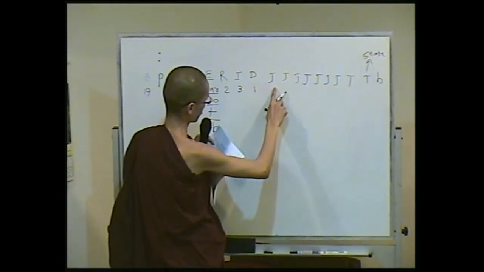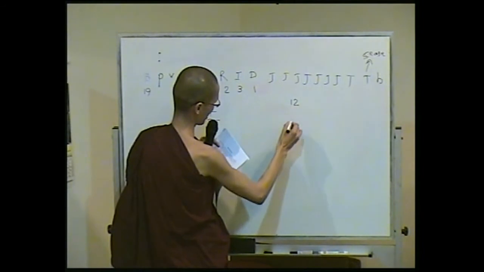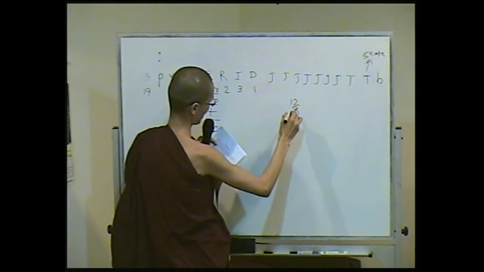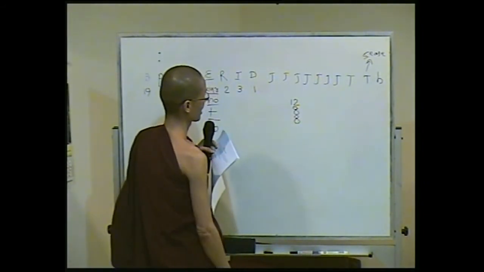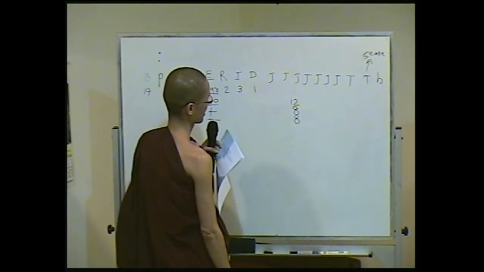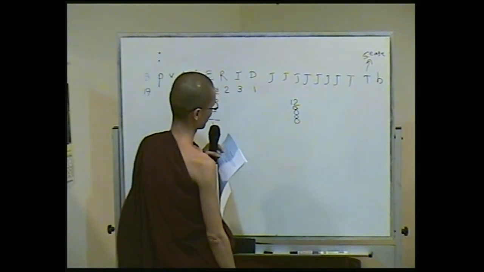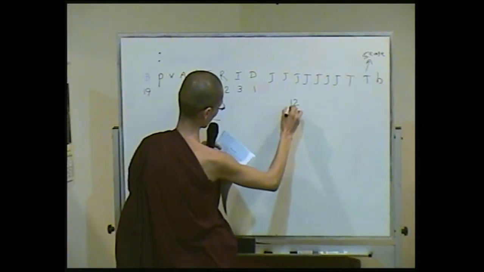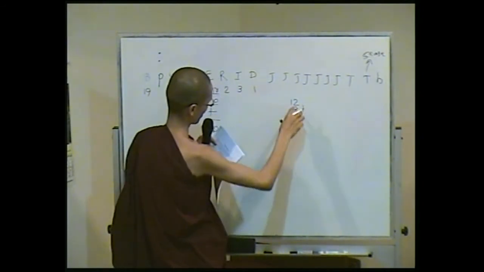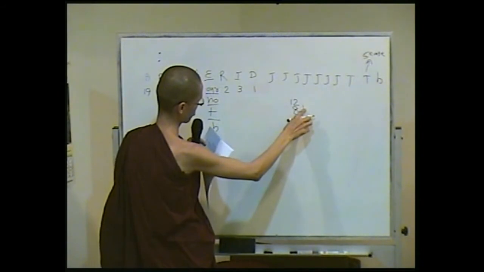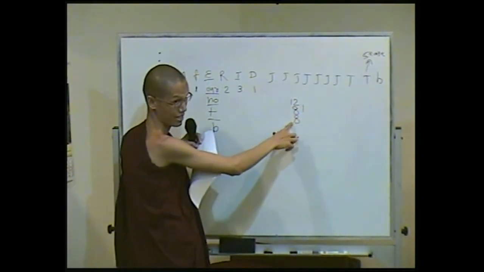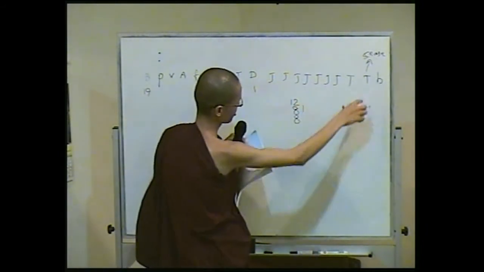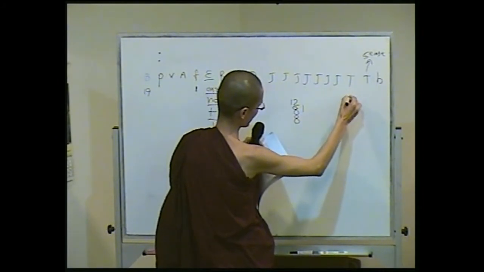For javana, 12 akusala are also possible, 8 kama vachara kusala, 8 kama vachara kiriya, and the smile-producing consciousness. That is javana. So tadarammana, the registration, is investigating consciousness, 3.